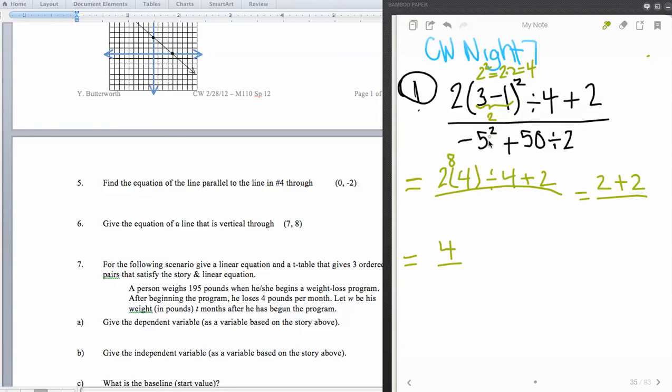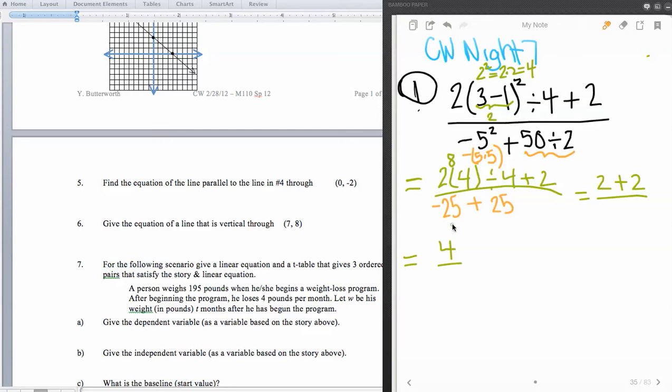Now in the denominator, I'm going to change colors. In the denominator we have the opposite of 5 squared. So this says the opposite of 5 times 5, and so what we have is 5 times 5, which is a negative 25. And then we have plus 50 divided by 2, which is 25.